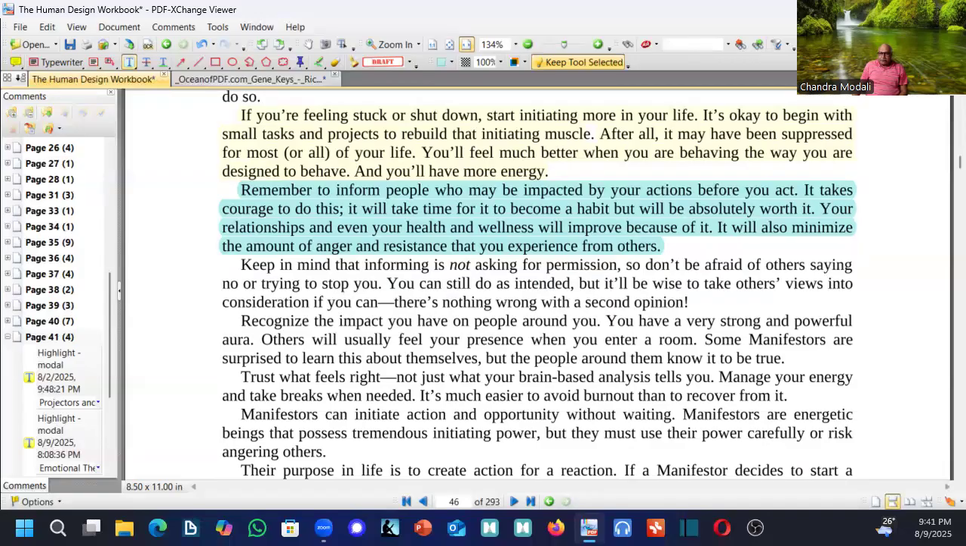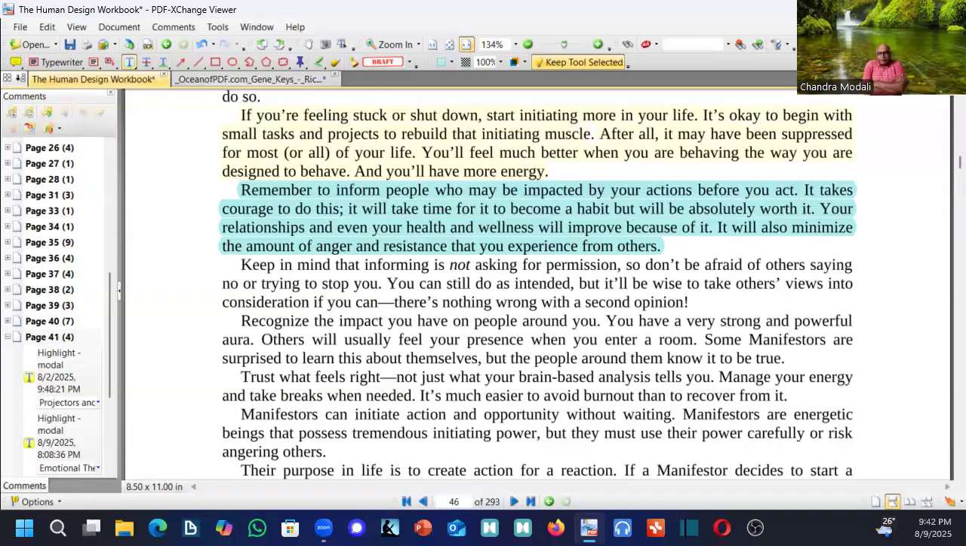Keep in mind that informing is not asking for permission. So don't be afraid of others saying no or trying to stop you. You can still do as intended, but it will be wise to take others' views into consideration if you can. There is nothing wrong with a second opinion. So you will start learning that.